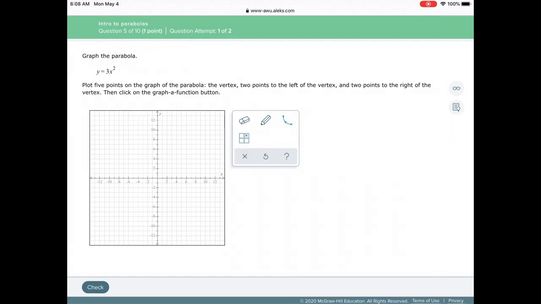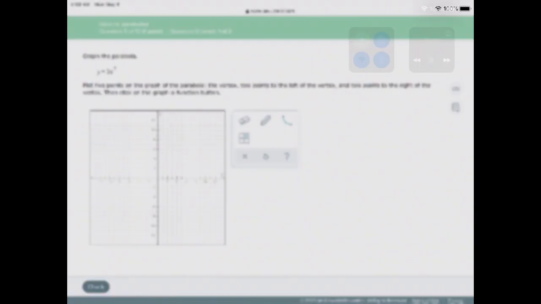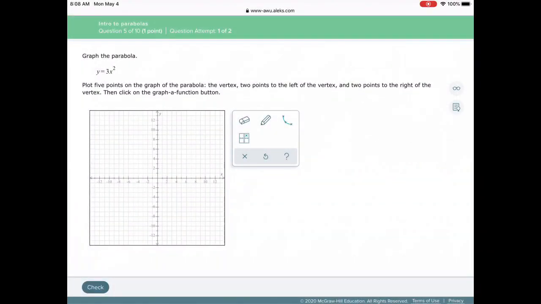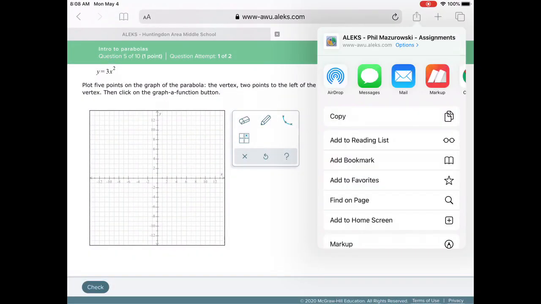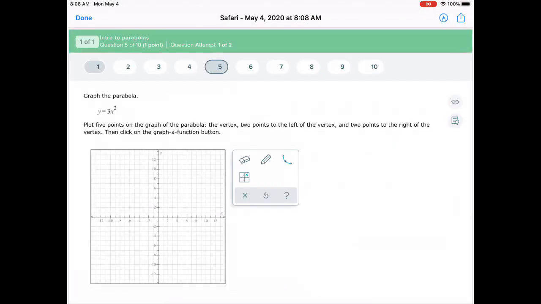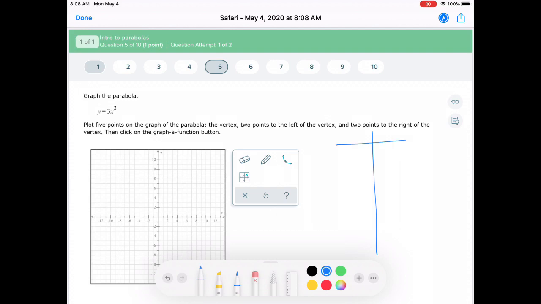All right, now let's get into this actual problem. Bring up my tool again. Okay. So I have my x and my y. I know 0 is still going to be, if I just follow order of operations, 0 squared is 0, 3 times 0 is 0. So my point is still 0, 0 here.